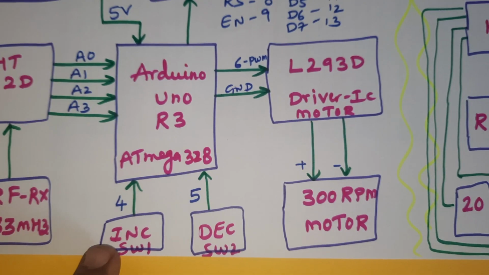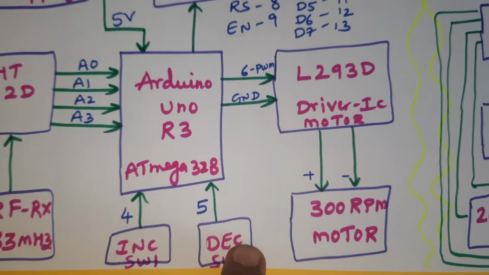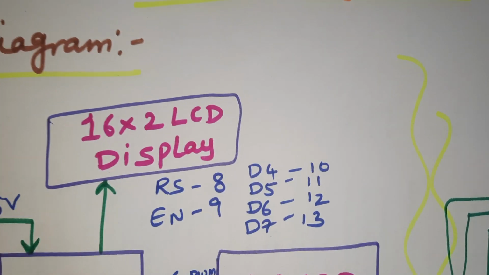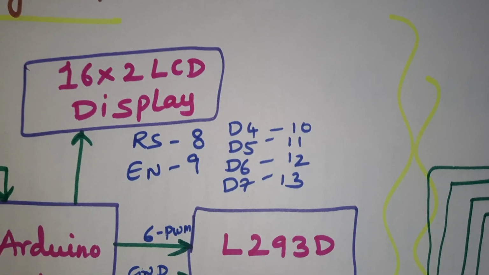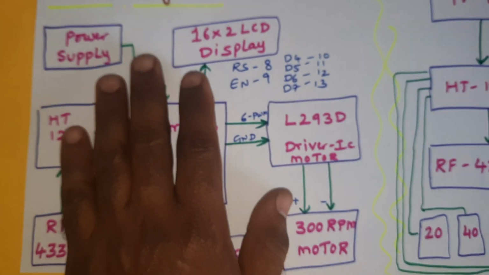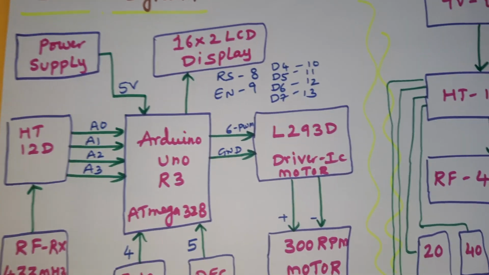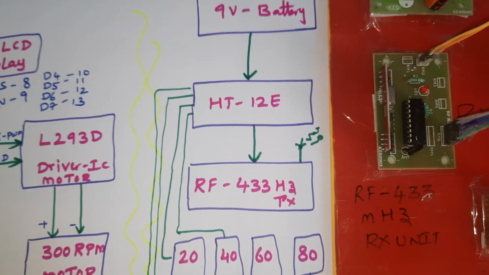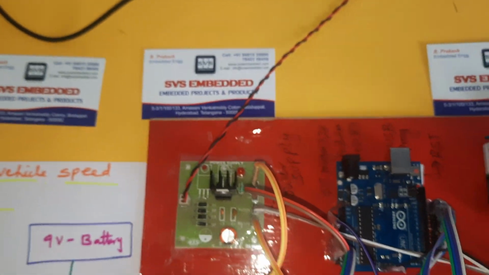We increment or decrement the motor speed using the increment switch button and decrement switch button connected to pins 4 and 5. The 16x2 LCD display is connected with RS, enable, D4, D5, D6, D7, on pins 8 to 13. This is the total receiver part connected in the vehicle unit, and this is the roadside transmitter module. Here we are using a 0 to 9 volt adapter power source, otherwise you can use a battery power source also.